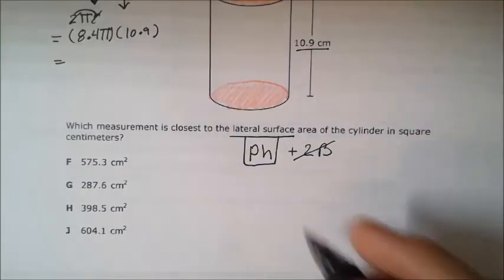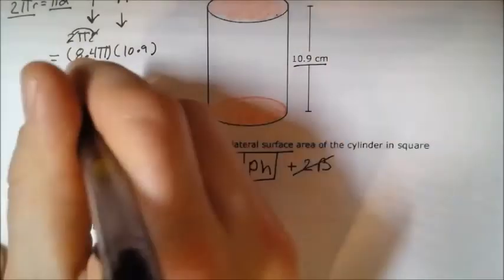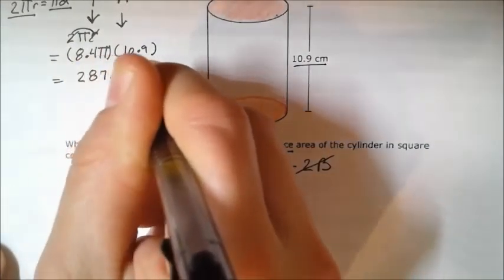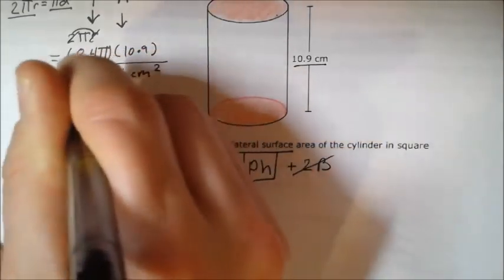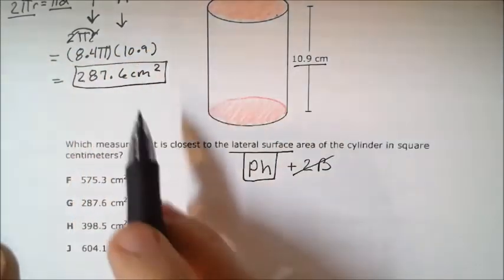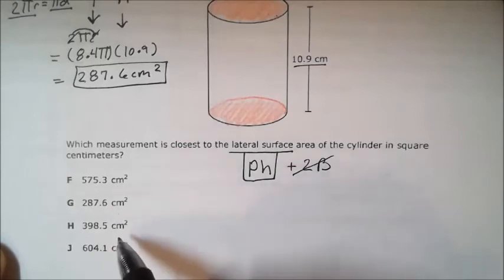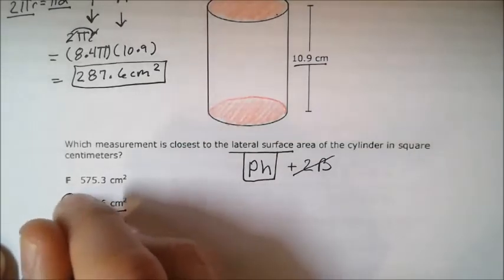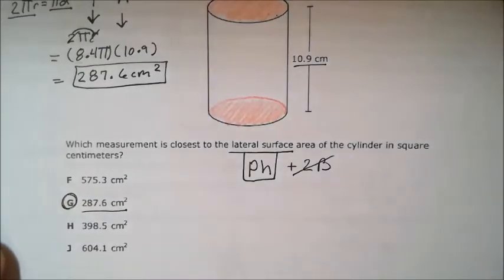So I'm going to go ahead and document that. So it was 287.6 centimeters squared, because it's area. And that's my lateral surface area. Now if I come down here, the answer is G, 287.6 centimeters squared.